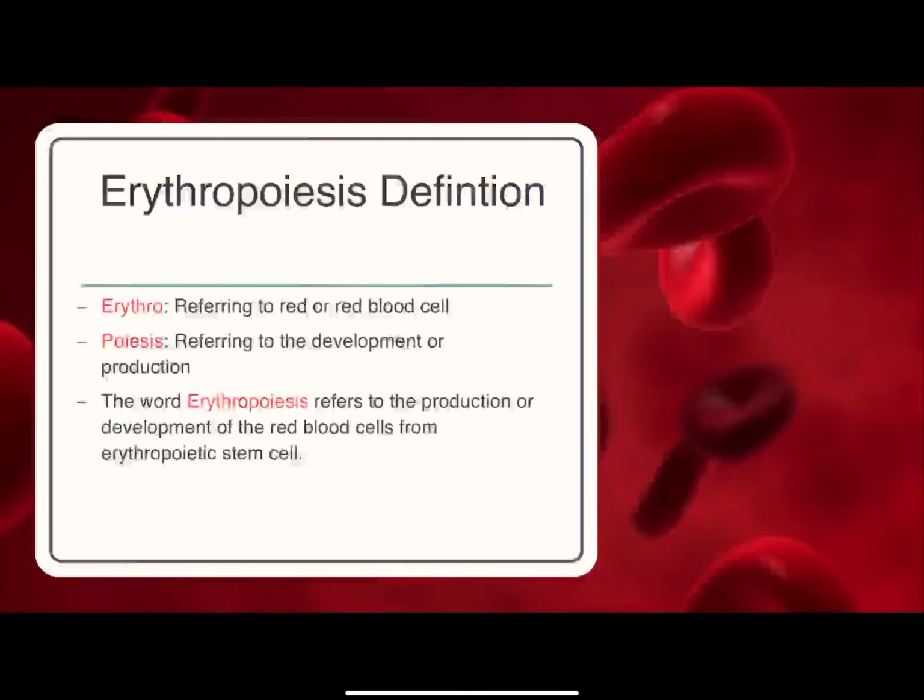Let's take the erythropoiesis word and break it down to understand what it means. Erythro refers to red, specifically to red blood cell. It's just like when we say erythrocyte. Then poiesis means the development or production of something. So erythropoiesis means the process of production and development of the red blood cell from erythropoietic stem cell.